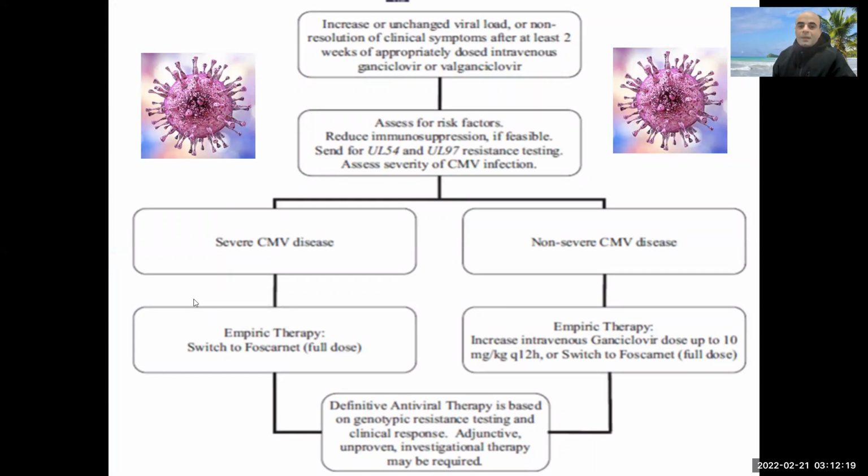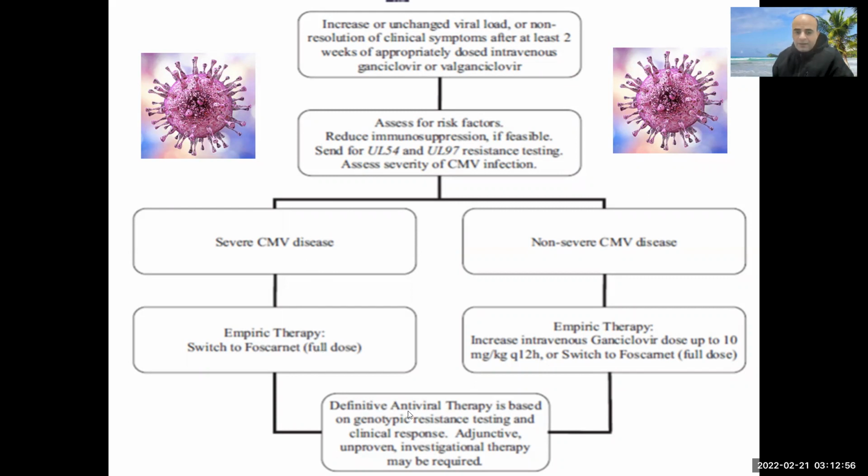An increase or change in viral load, this is drug resistance, just in summary. We'll assess the genetic mutations UL54 and UL97 with resistance testing. Severity of CMV infection: for non-severe CMV disease, give empirical therapy, increasing intravenous ganciclovir up to 10 milligram per kg every 12 hours, or switch to foscarnet at full dose. If severe CMV disease, empirical therapy is to switch to foscarnet at high dose or full dose.